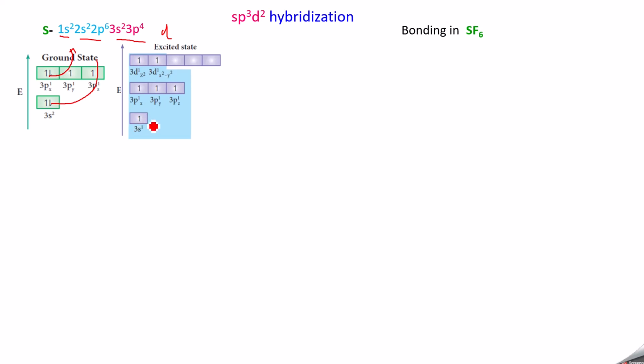Now you have 1 s orbital, 3 p orbitals and 2 d orbitals, and they will have 1 electron each. They will undergo hybridization to form sp3d2 hybrid orbitals. So totally 3 plus 1 is 4, then 6. Totally 6 atomic orbitals are undergoing hybridization, so you will be getting 6 hybrid orbitals. These 6 hybrid orbitals will have 1 electron each.